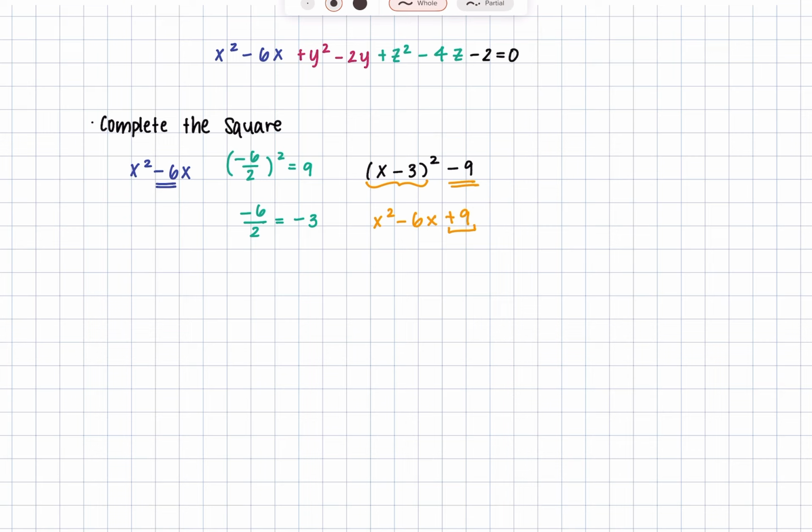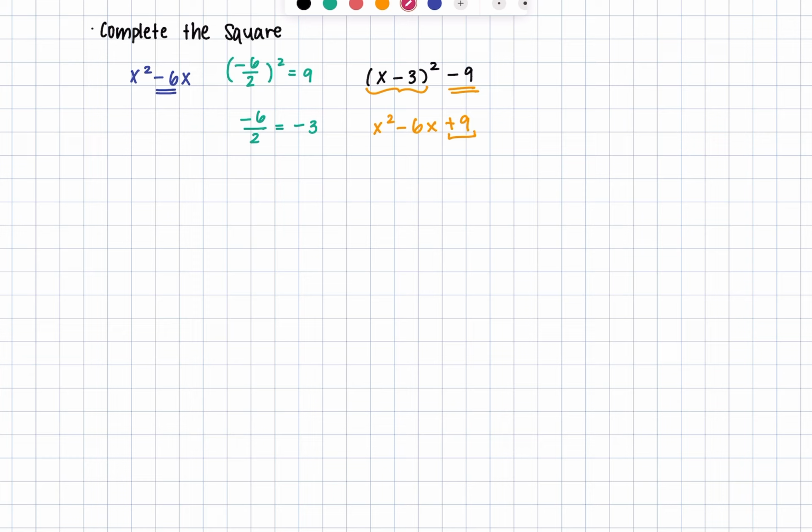Okay, let's keep moving. For our y, we have y squared minus 2y. We're going to do the same thing. We're going to take negative 2, divide it by 2, and then square it. We're going to get 1. Next, we're going to take negative 2 and divide by 2 to determine what number goes with y inside the parentheses, and that's negative 1. So my expression is going to be y minus 1 squared plus 1.